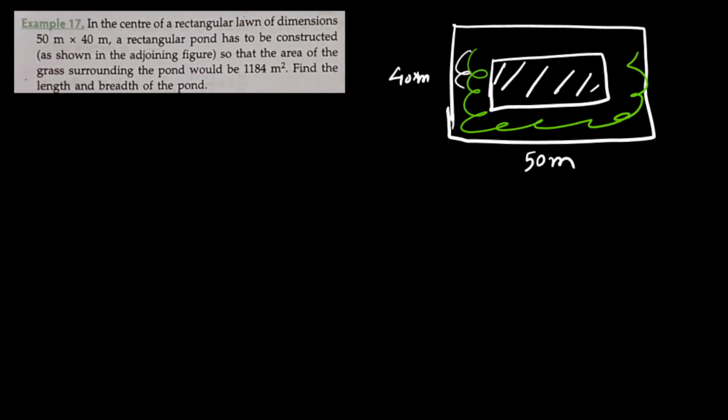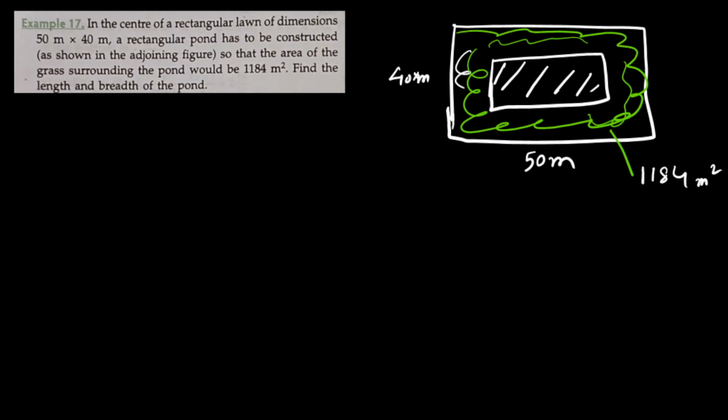This area is given to us, the area of the grass surrounding the pond. Surrounding means outside the pond. Its value is given to us: 1184 meters square. The area which I have shaded with green color is given to us.